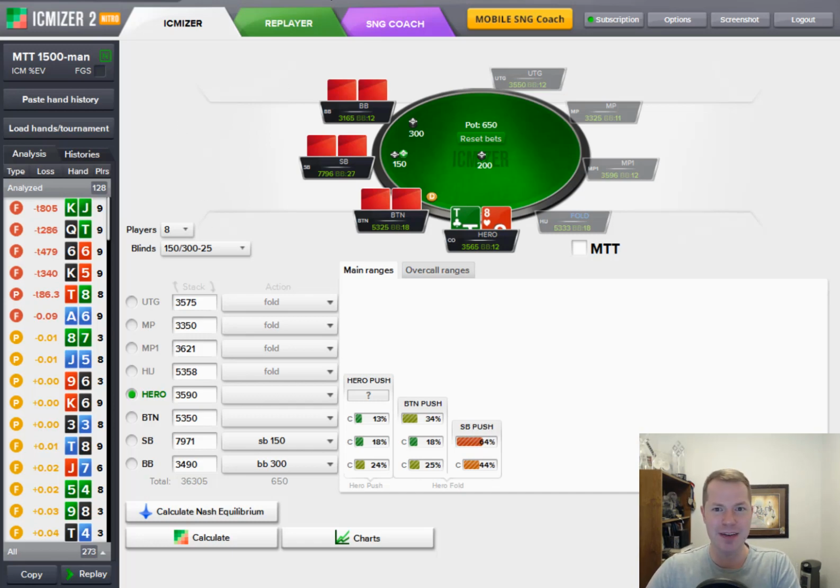So in the past, I've made videos just analyzing hands and also showing off the Sit and Go Coach feature, which I love, which is now available on your iPhone and Android device, which is pretty sweet, so you can play with it on the go. They also just released the Nitro feature.